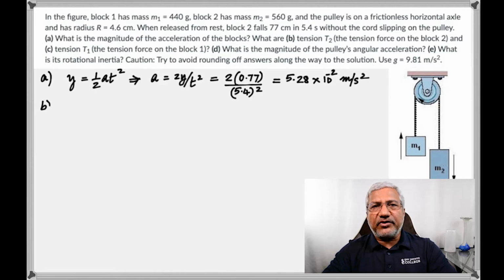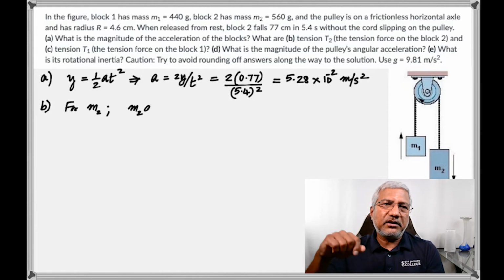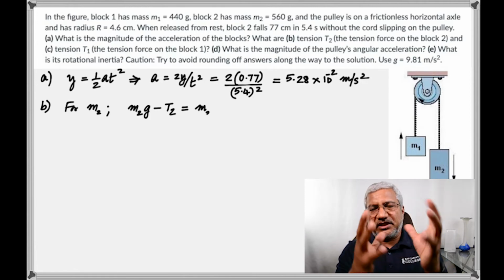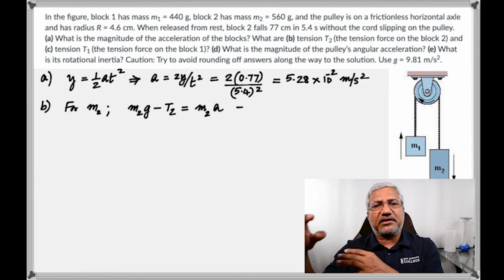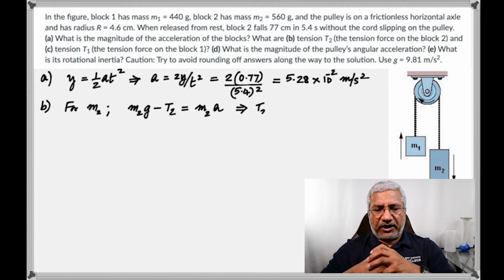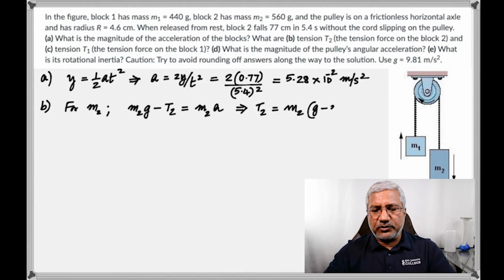So now that we have the linear acceleration, we go to part B where it says, what's the tension, T2? Now for block M2, it's moving down. Therefore, its weight M2g minus the tension T2 up, which is the net force, is equal to mass times acceleration. That's Newton's second law. Now manipulate that equation to make T2 the subject, and you get T2 is equal to M2 times (g minus a).